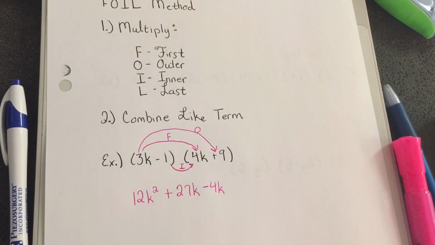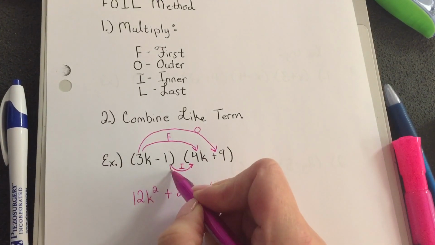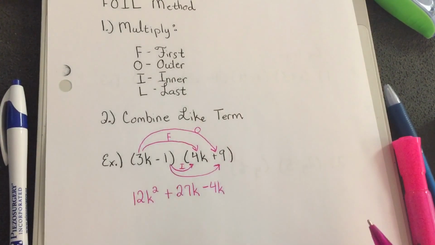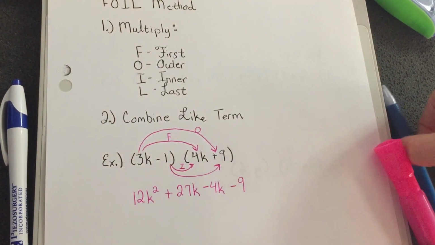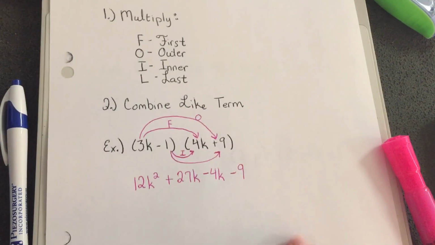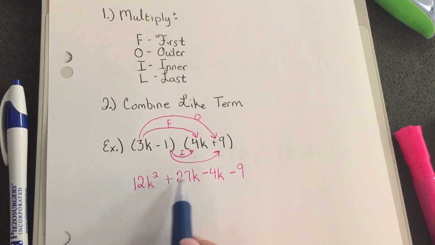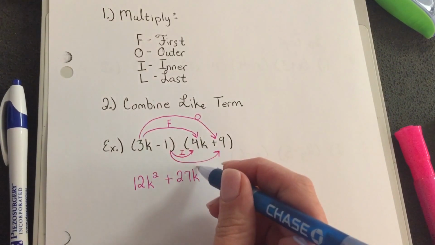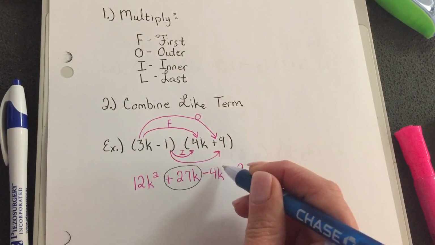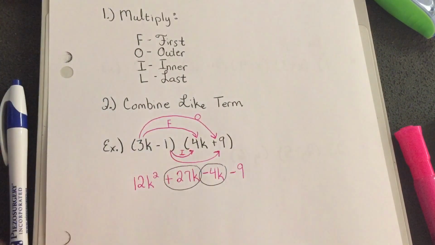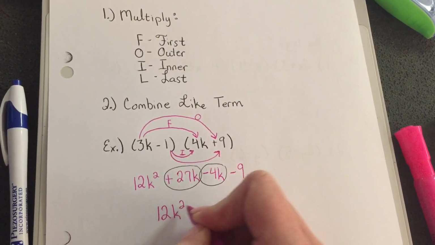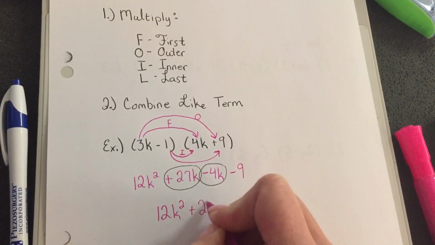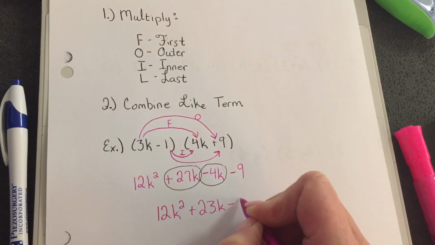First, outside, inside, and now we're going to multiply the last term in both sets of parentheses. So it's negative 1 times 9, which is negative 9. And now we combine like terms. I do not have another one that has a k squared, but I have a 27k minus 4k, and that will give me 12k squared plus 23k minus 9.